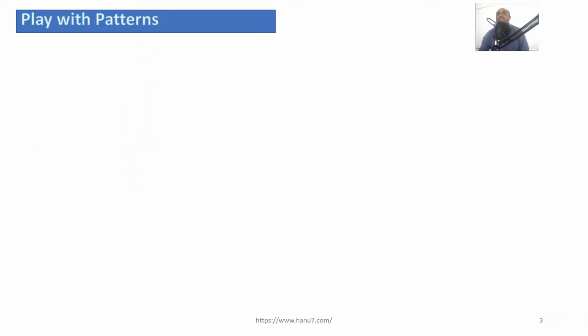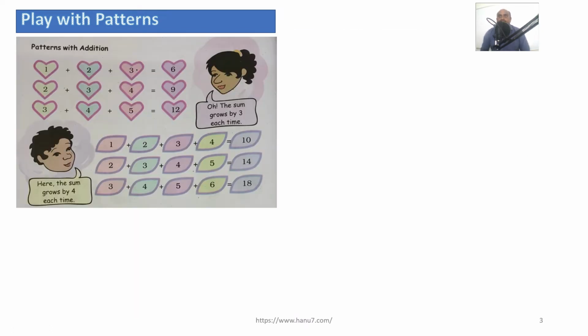Now we will see some other rule, patterns with addition. 1, 2, 3 are added and we got the result 6. 2, 3, 4 gives the result 9. 3, 4, 5 gives 12. What is happening here? 6 is getting added with 3, and we get 9; 9 plus 3 and we get 12. How are the numbers selected? What is the pattern here?